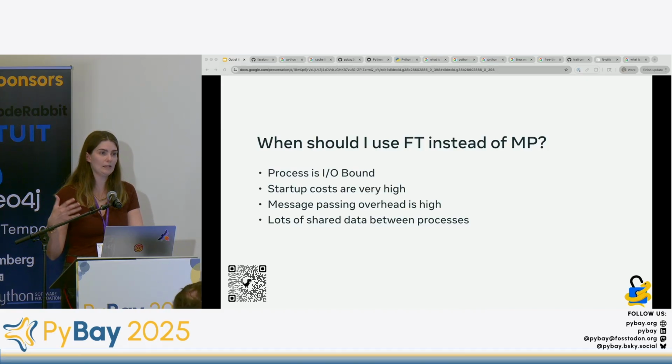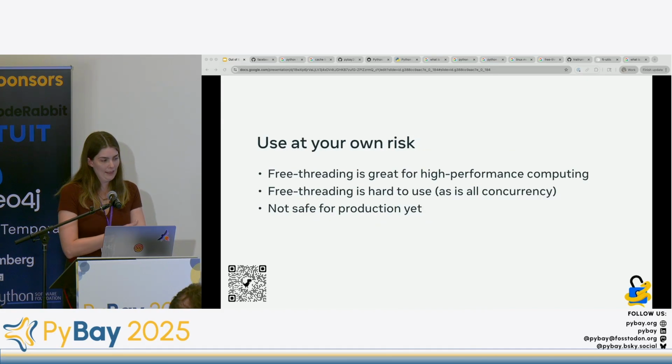Threads share memory space, so can become more efficient. And then, of course, use at your own risk. Free threading can be great for high-performance computing. It's really made for high-performance computing, but it's hard to use, and it's not yet ready for production.